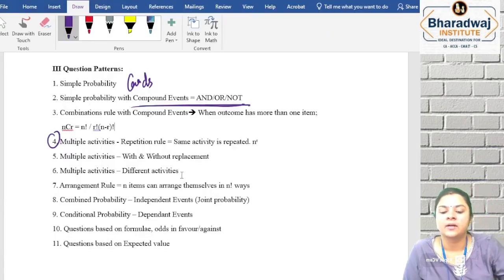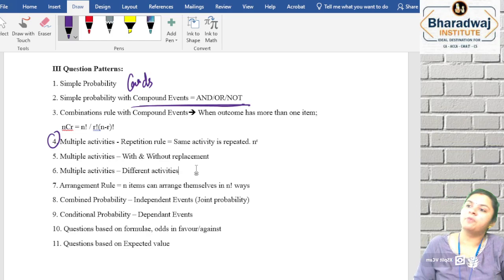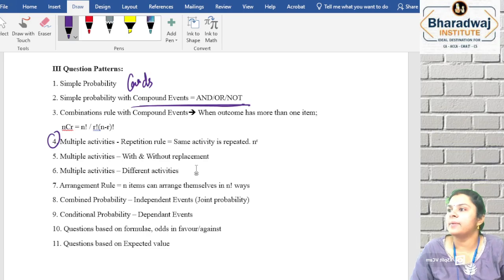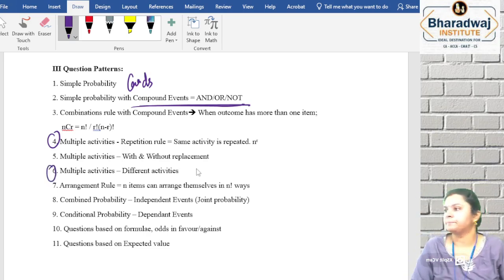Next. Different activities. A box is selected and a ball is selected from that box. So you have to multiply the box probability and the ball's probability separately. Again, a less tested area. Okay.